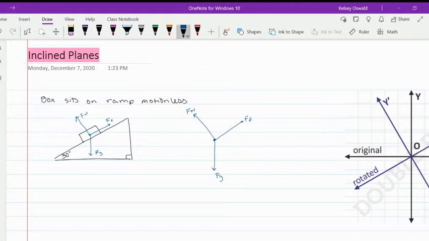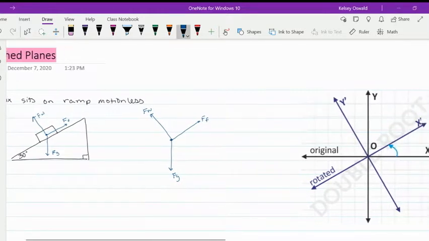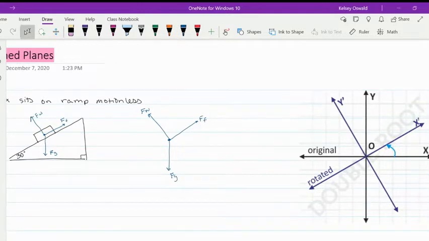So if we look at this, the way that our free body diagram is drawn right now, we have two forces at an angle. We have this normal force and our force of friction. To make this a little bit easier to look at, we're going to re-visualize this so that only one force is at an angle. So how we are going to visualize this is by tilting our axes.